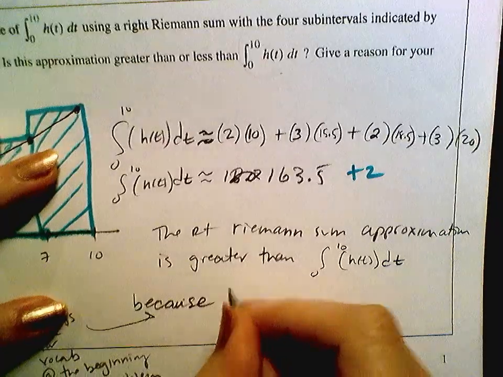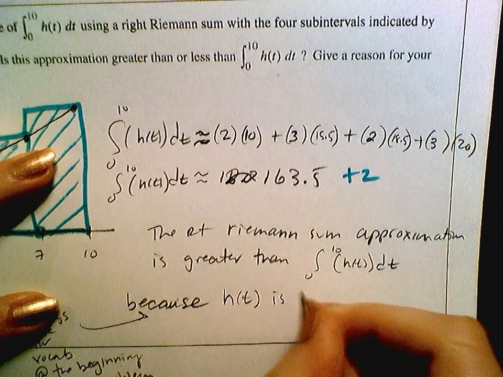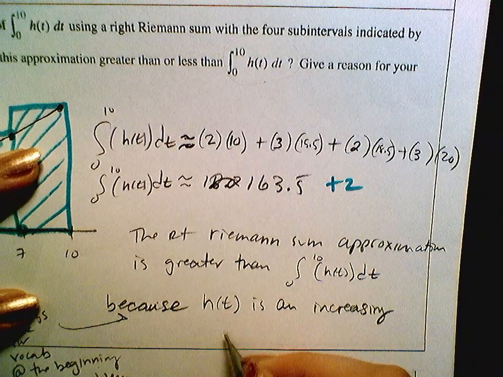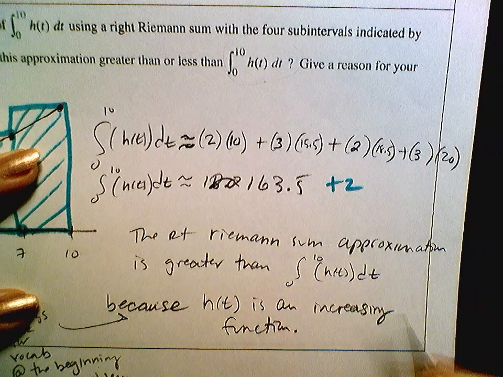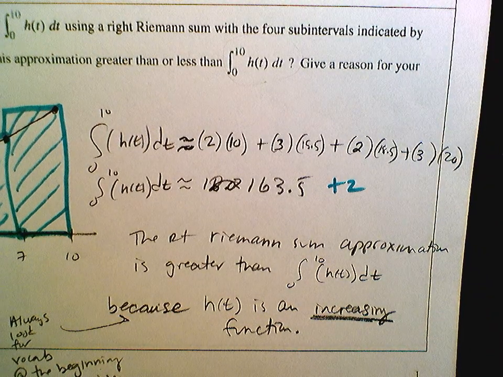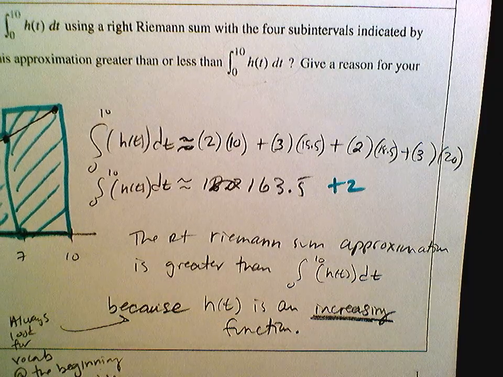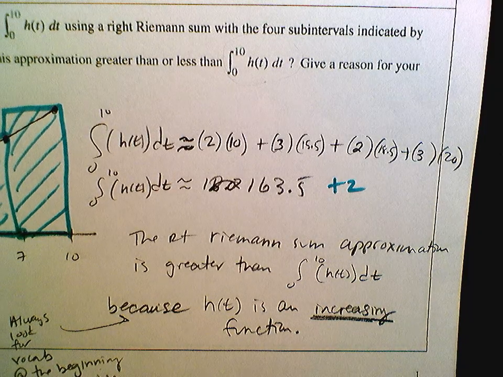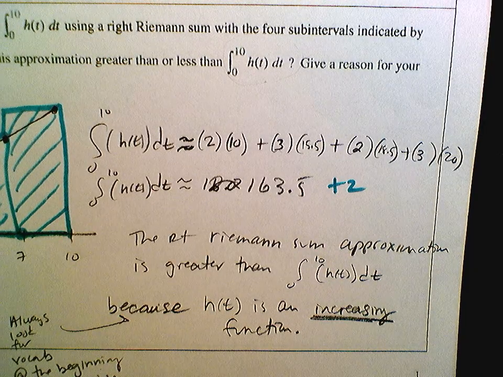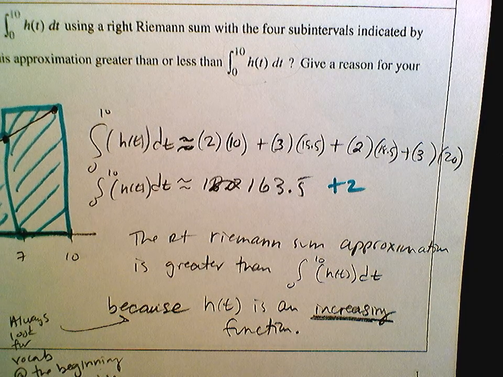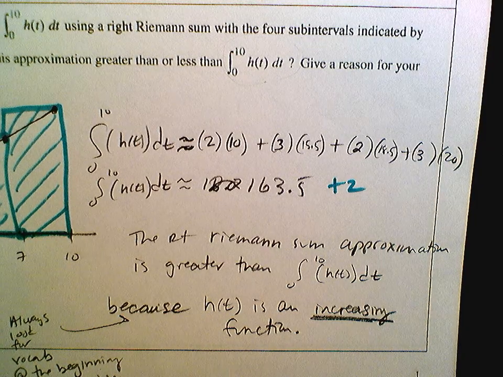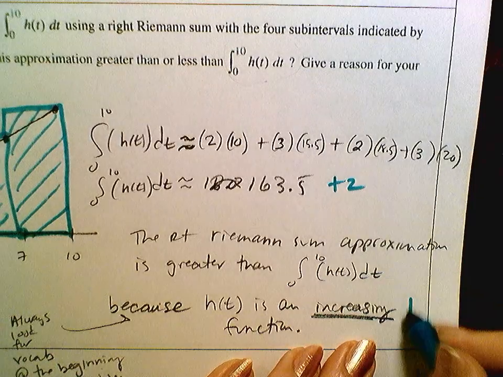Because h of t is an increasing function. Guys, if you didn't say that, a lot of you gave great arguments about why, but they want you to use the calculus vocabulary. You get just another single point for that, and you wouldn't get it if you didn't say increasing.